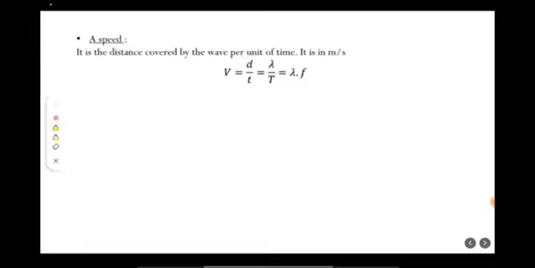The fifth characteristic that we have for a wave is the speed, where the speed is the ratio of the distance covered by the wave to its time, or it's the distance covered by the wave per unit time. Now to find the speed of the wave, we can use one of the three formulas that we have in here. Either the speed is equal to the distance divided by the time, or it's the wavelength divided by the period, or it's equal to the wavelength multiplied by the frequency.